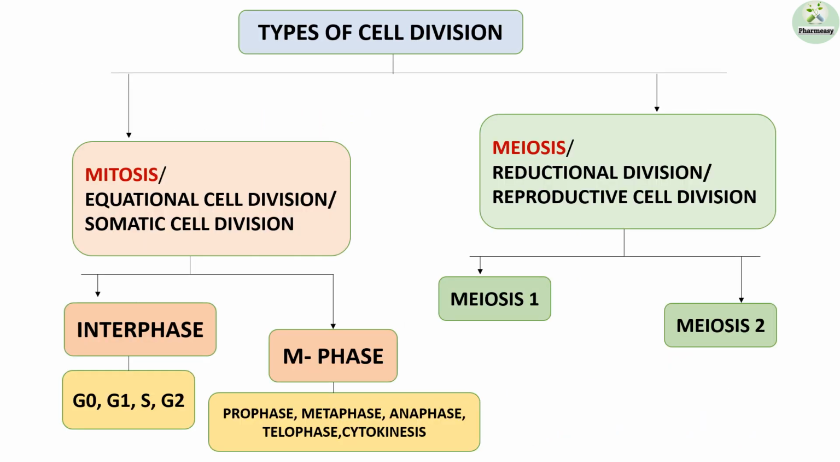Types of cell division. There are two types of cell division, that is mitosis and meiosis. Mitosis is also known as equational division or somatic cell division, and it is subdivided into two, interphase and mitotic phase. And second type is meiosis. It is also known as reductional or reproductive cell division, and it is divided into two categories, that is meiosis I and meiosis II. Meiosis is more detailed and complicated as compared to mitosis, so it will be discussed in next lecture. In this lecture, we will study the concepts of mitosis.